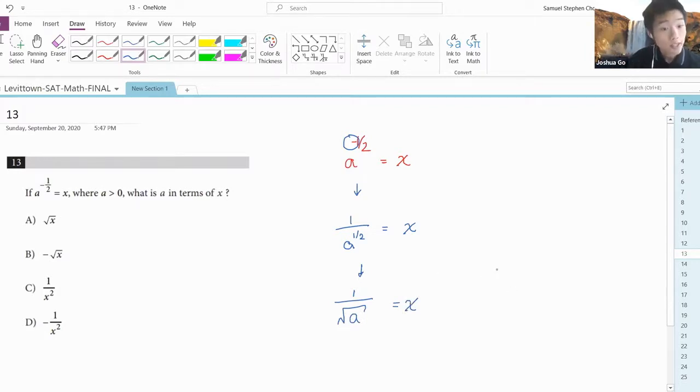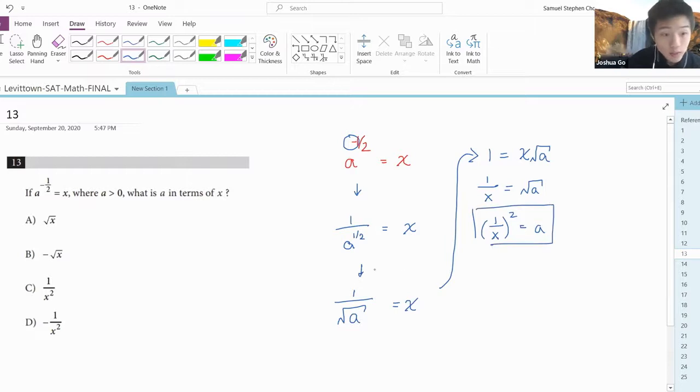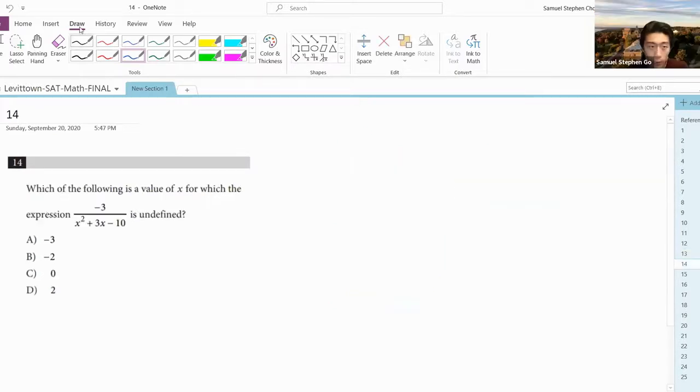So now we want to isolate A. To do that, we can multiply both sides by square root of A. And then divide both sides by X. And finally, we can square both sides to isolate A. And looking at the answer choices, C reflects this. I'm going to go to number 14.